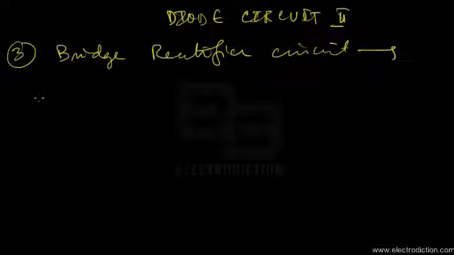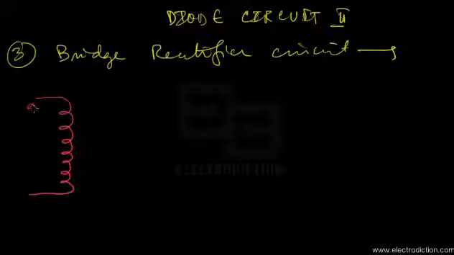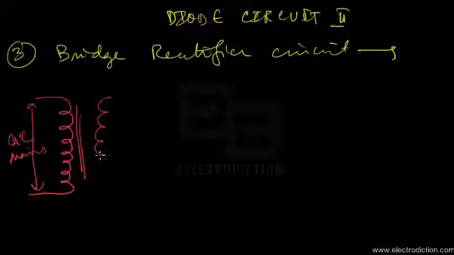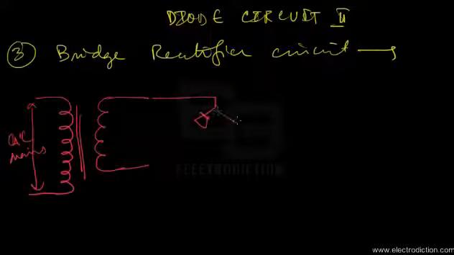Now, in order to draw the bridge rectifier circuit, as before, we have a step down transformer in the beginning connected to the AC mains supply. Here goes the primary coil connected to the AC mains, and here's the secondary coil of the transformer connected across a diode bridge. So what's a diode bridge? A diode bridge looks somewhat like this.